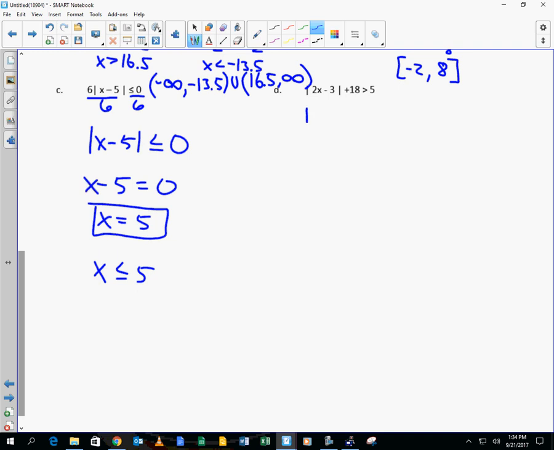Same here. Absolute value of 2x minus 3 is greater than negative 13. I moved the 18 over. I now have a negative 13. Why, Grace? Because an absolute value is always positive. Is a positive always greater than negative 13? Yeah, so your answer is all real numbers.